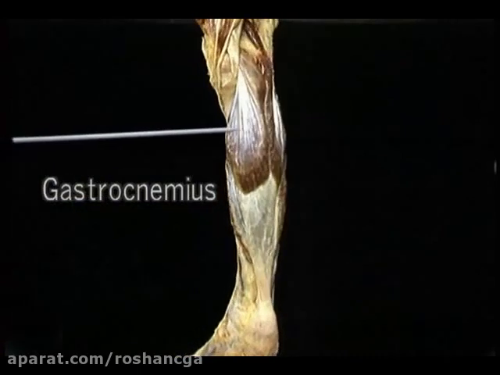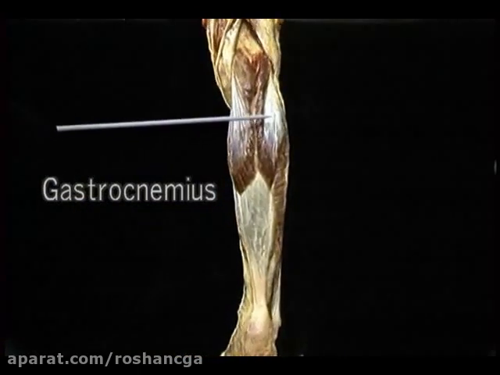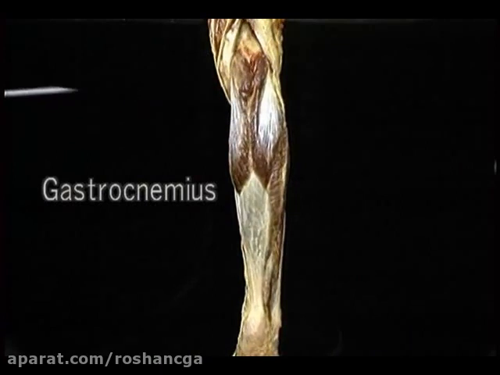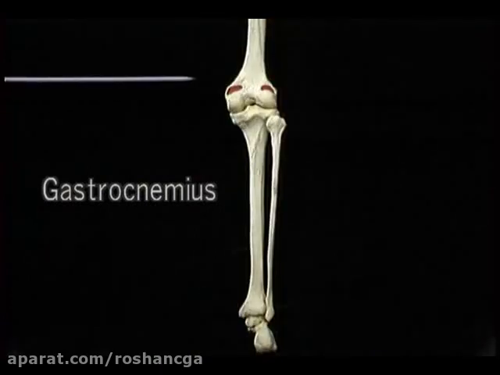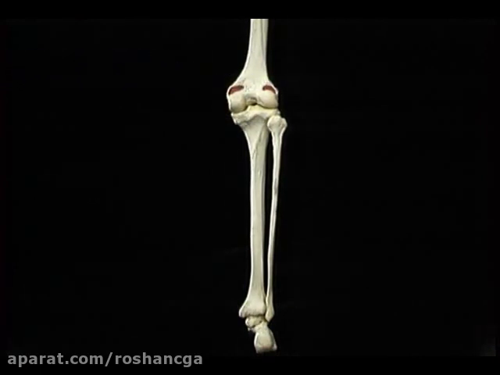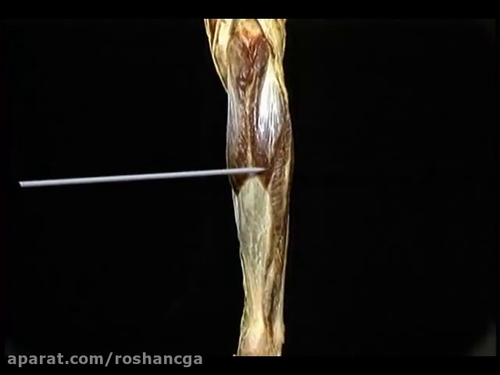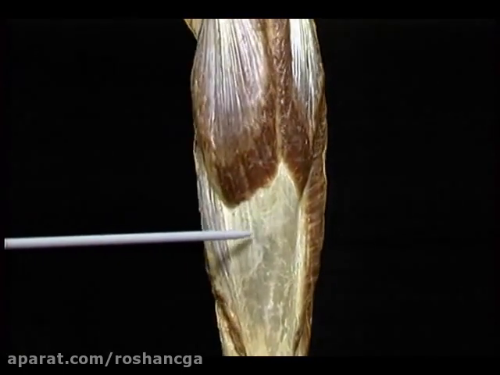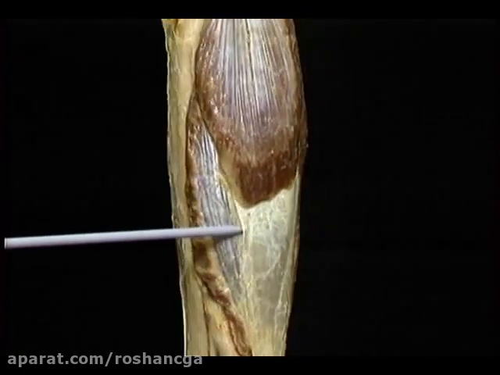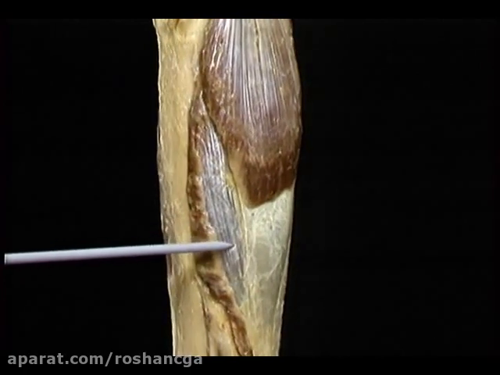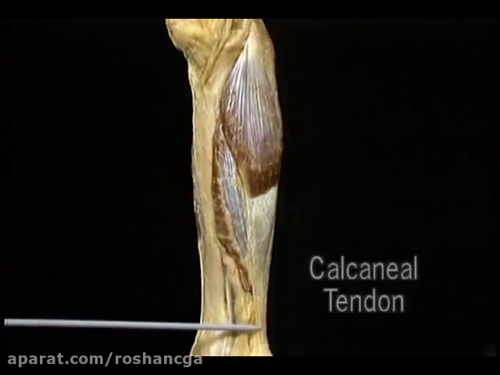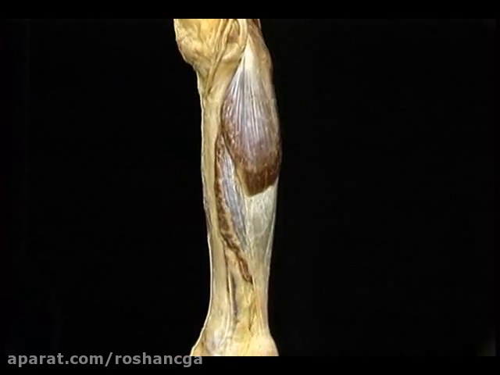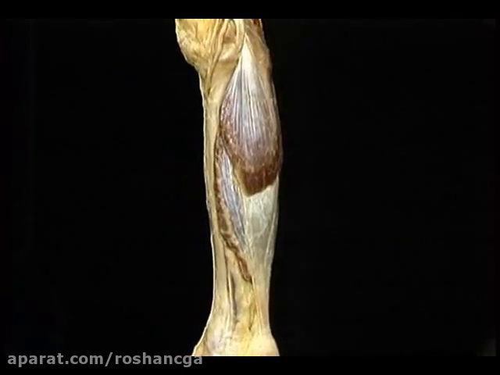Gastrocnemius has two heads, a medial and a lateral. These arise, as we've seen, from the medial and lateral condyles of the femur. The two heads of gastrocnemius unite, forming a flat tendon. The gastrocnemius tendon, in turn, unites with the tendon of soleus to form the calcaneal tendon. To look at soleus, we'll remove gastrocnemius.